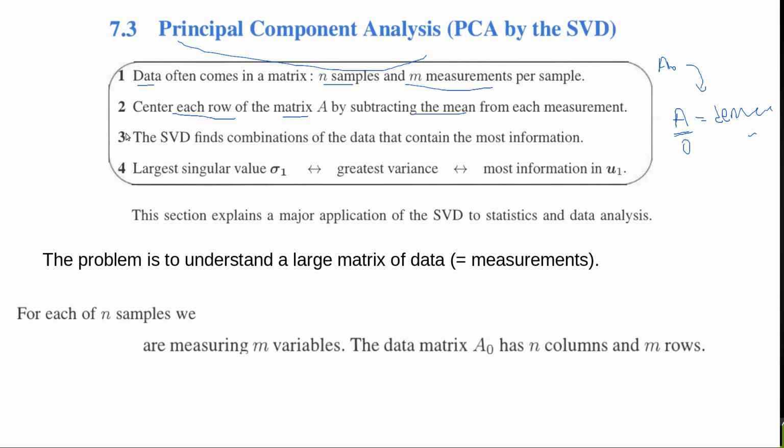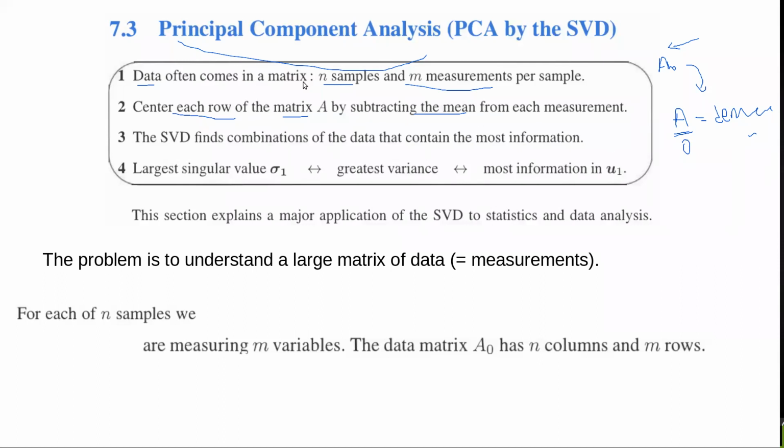So the SVD finds combinations of the data that contain the most information. We have some data in this matrix A, that's what I started with, and we remove the mean and find the SVD of this A. What we're trying to do is compress all the information into a smaller bit of information.